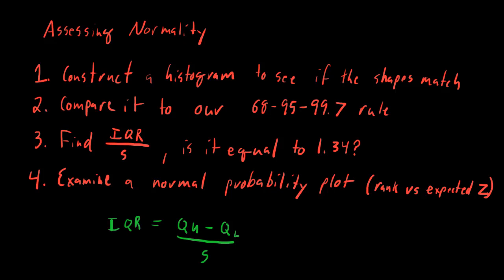And if it is, we proceed to the final step, which is to examine what's called a normal probability plot, which is essentially the rank of the value. So the lowest value would have a rank of 1, the highest value would have a rank of n, and then it plots that versus the expected z-score. So if the data was normally distributed, we can figure out what the expected z-score is of each of those values, and we can use that to create what's called a normal probability plot.